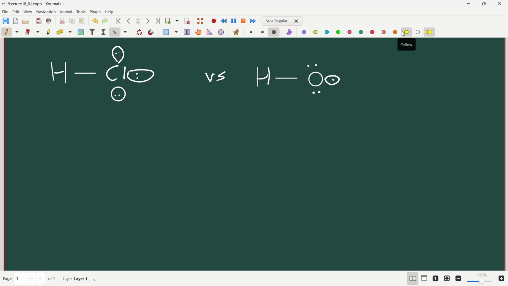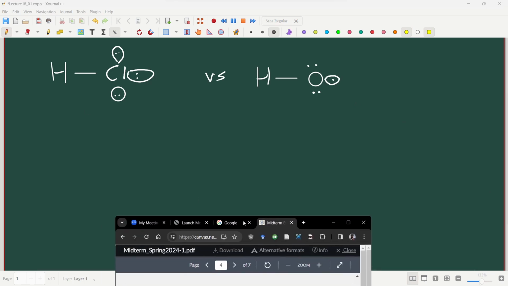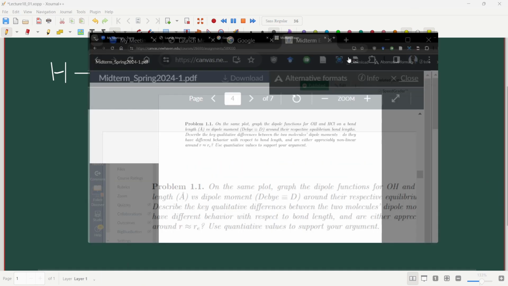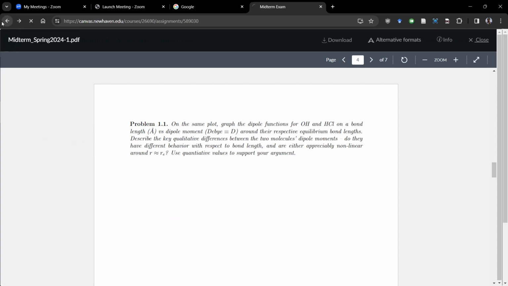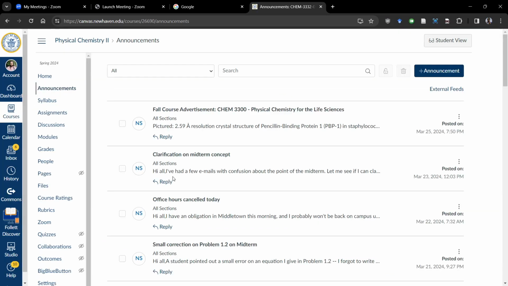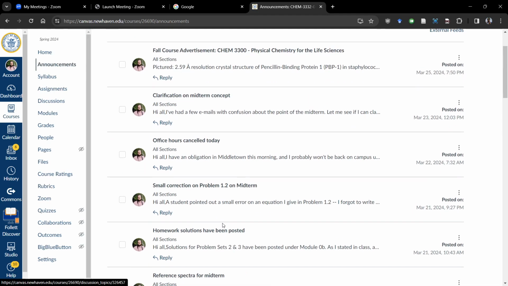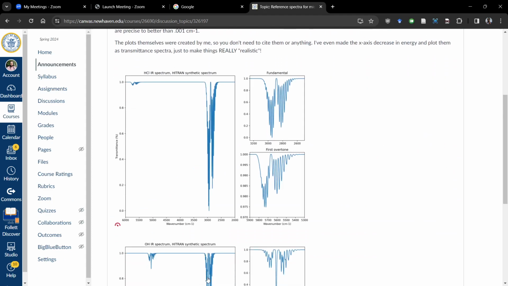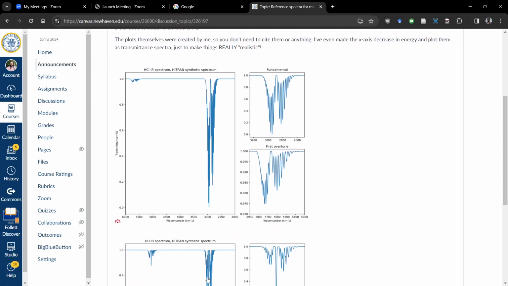So on Canvas, I just wanted to remind you, I posted a while ago. Let me just move my browser over to the other screen. Under announcements, I posted a couple of spectra. They're real spectra, but not really. I didn't take them experimentally, but they're based on real experimental data. The spectra for HCl and OH.